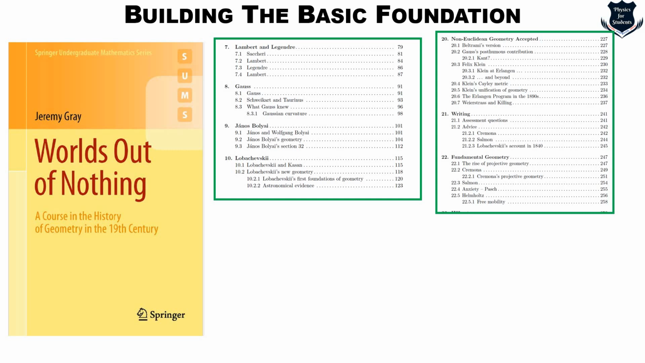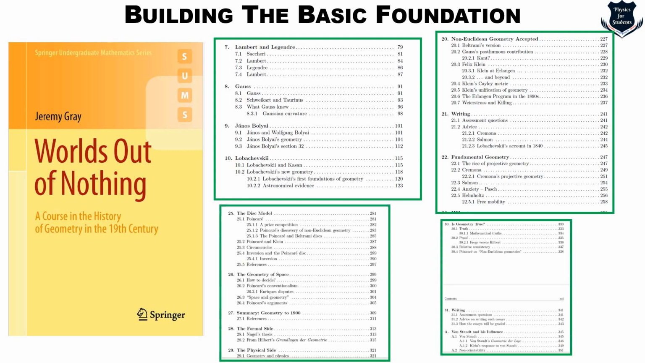He covers also Lambert and Legendre. Then comes Gauss, Bolyai, Lobachevsky, and then non-Euclidean geometry is finally accepted. So you see that is how it happens. And then concepts of fundamental geometry. I know that on the screen the font might be a little bit small, but I cannot help it because otherwise it will take too long. So the disk model comes after the fundamental geometry, that is the rise of projective geometry, and he used the Poincaré model, the Poincaré and the Beltrami disk.